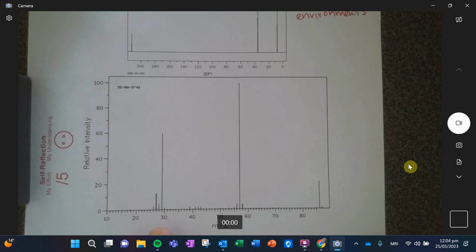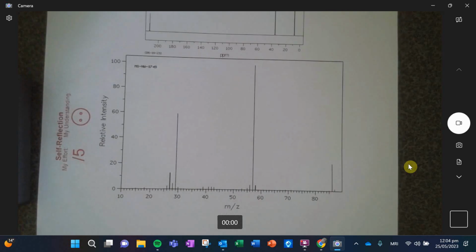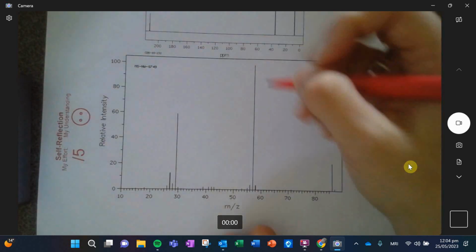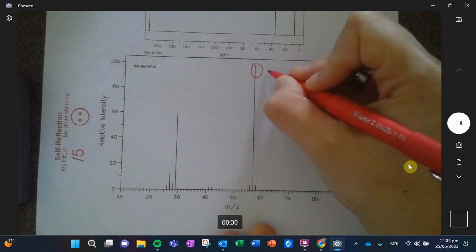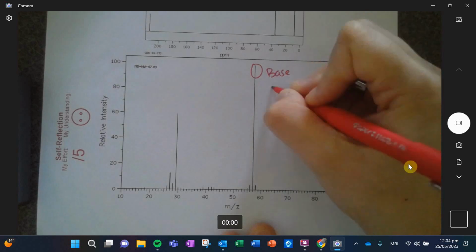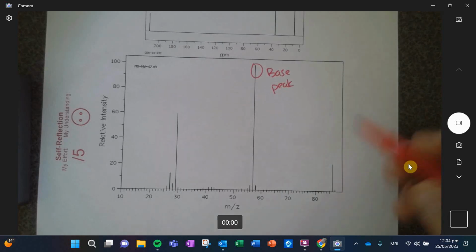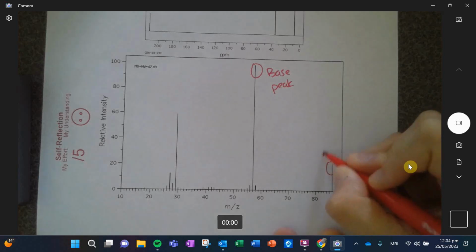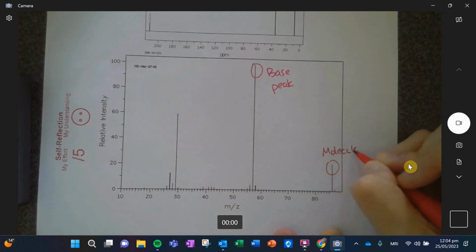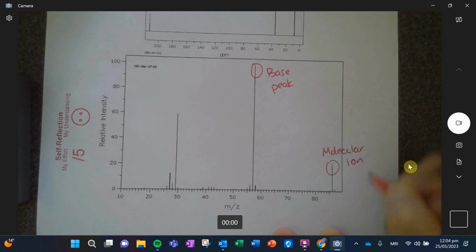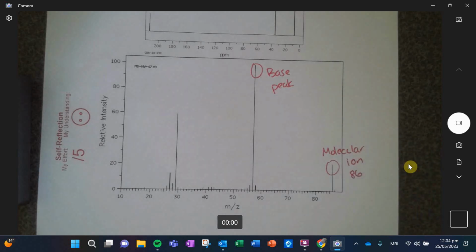So last one is my mass spec. If I'm trying to figure out my base peak, I'm looking to see what the 100% is. I'm labeling that, and that's my base peak. This one is really nice because the molecular ion is quite large and noticeable. So this one is my molecular ion. If I did my counting, that's at 86, which is really important because we're going to need that to help figure out how many carbons I have.